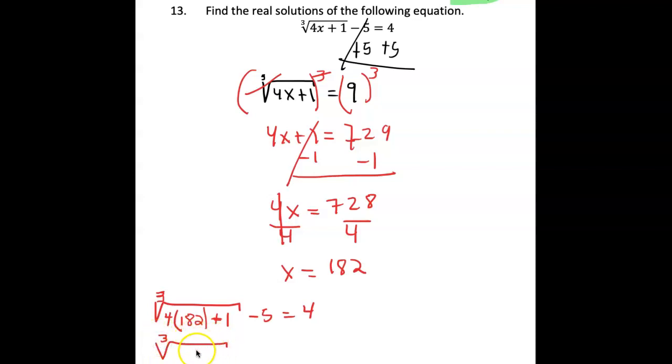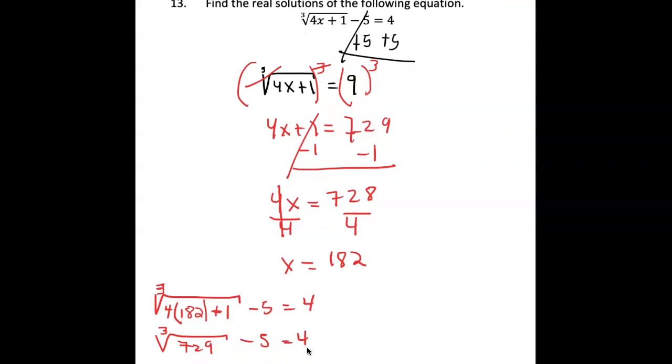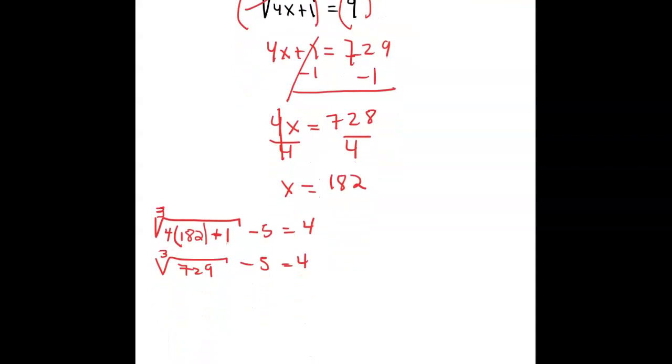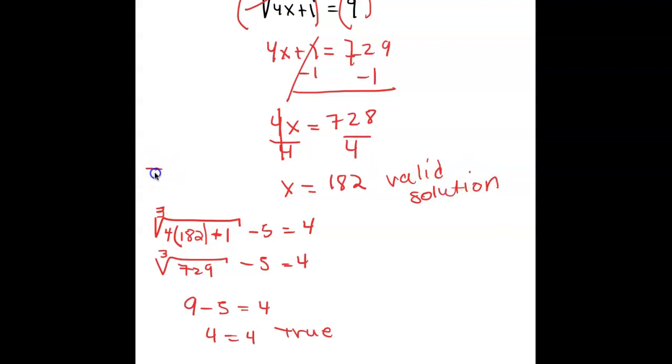So once you plug it in, you're going to end up with the cube root of 729 minus 5. Then the cube root of 729 is 9, minus 5, which is 4. 4 equals 4, which is true. So this is a valid solution. And this is to check. Okay, perfect. Beautiful.